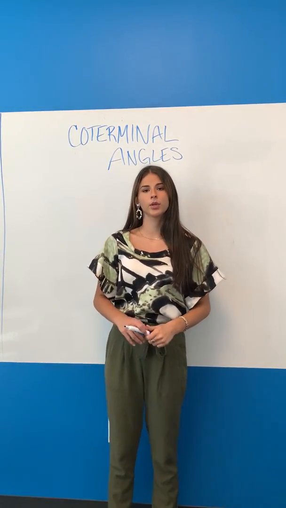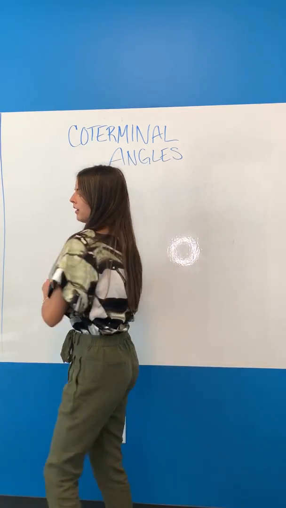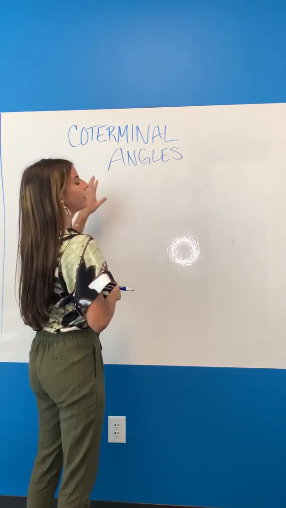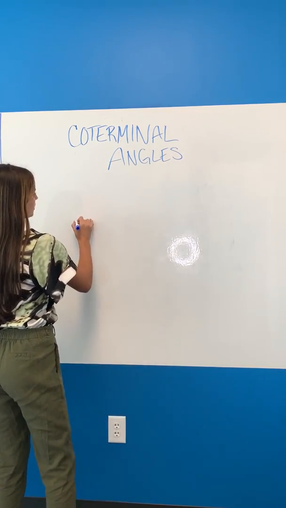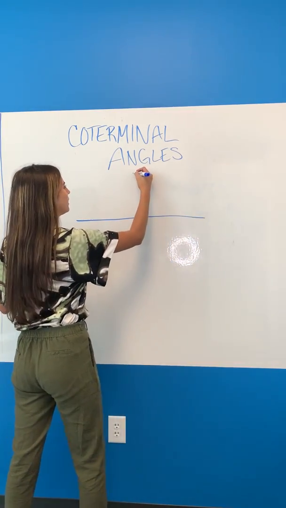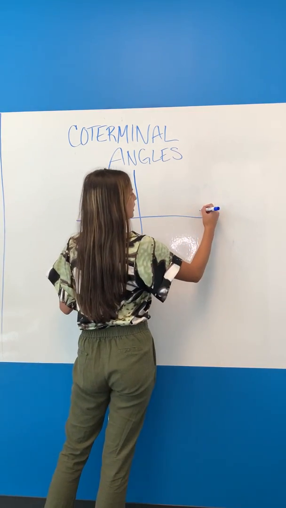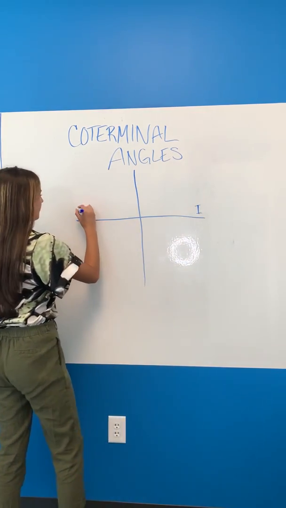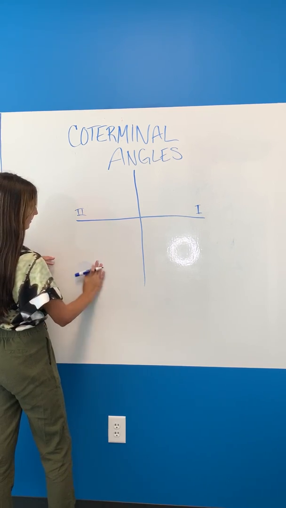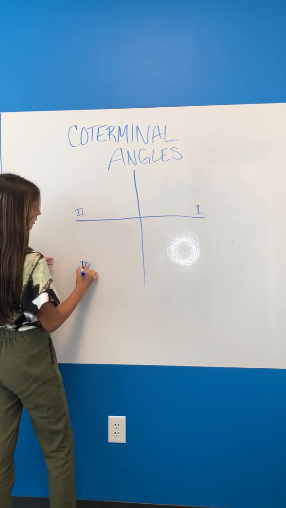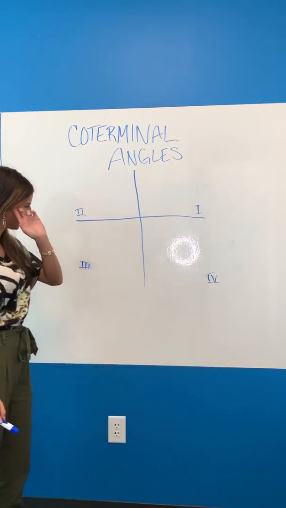The next topic that I'm going to be covering is coterminal angles. And every angle will have a coterminal angle. And so I'm going to start with just drawing out our 4 quadrants. Quadrant 1, quadrant 2, quadrant 3, and quadrant 4.